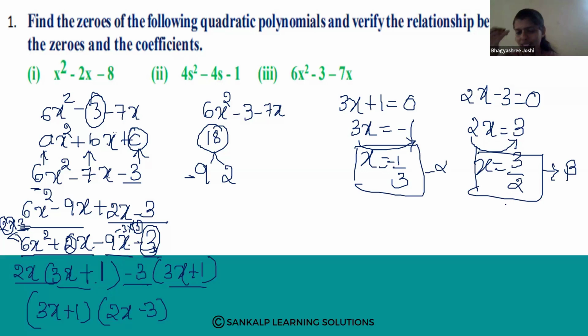Next, find out the sum of zeros and product of zeros, right? So sum of zeros means what?